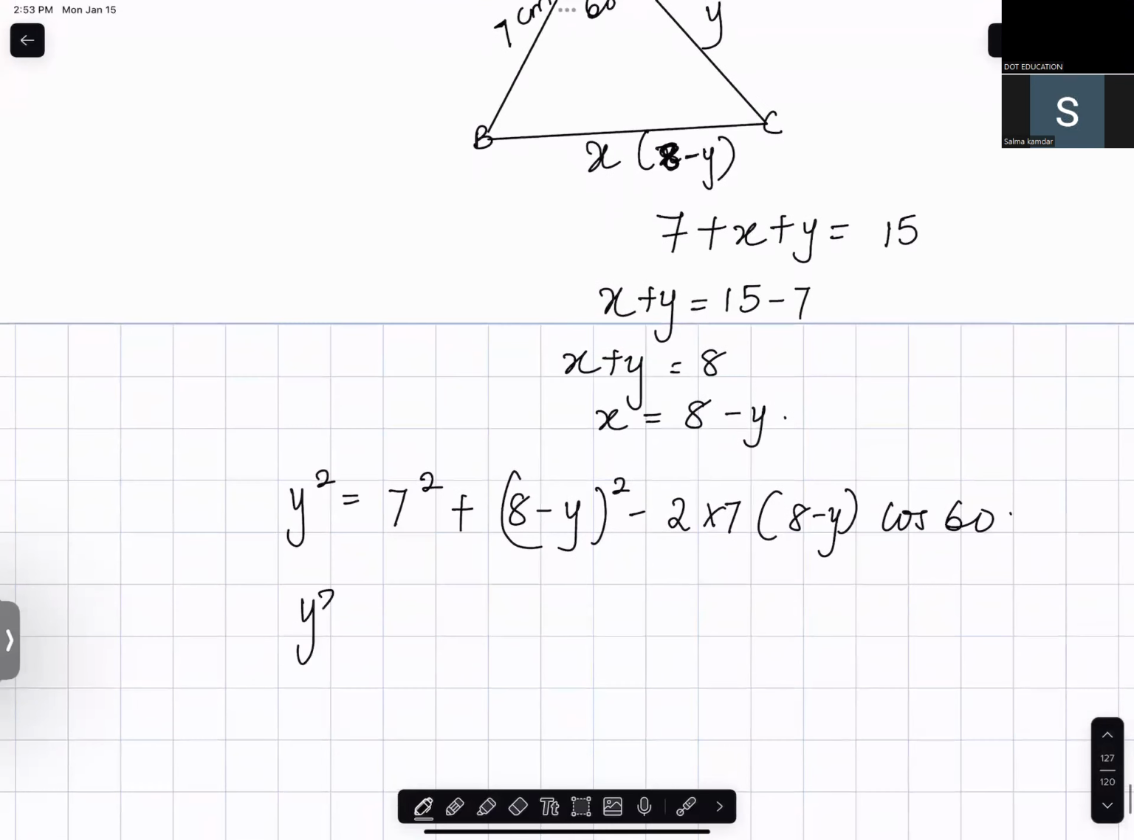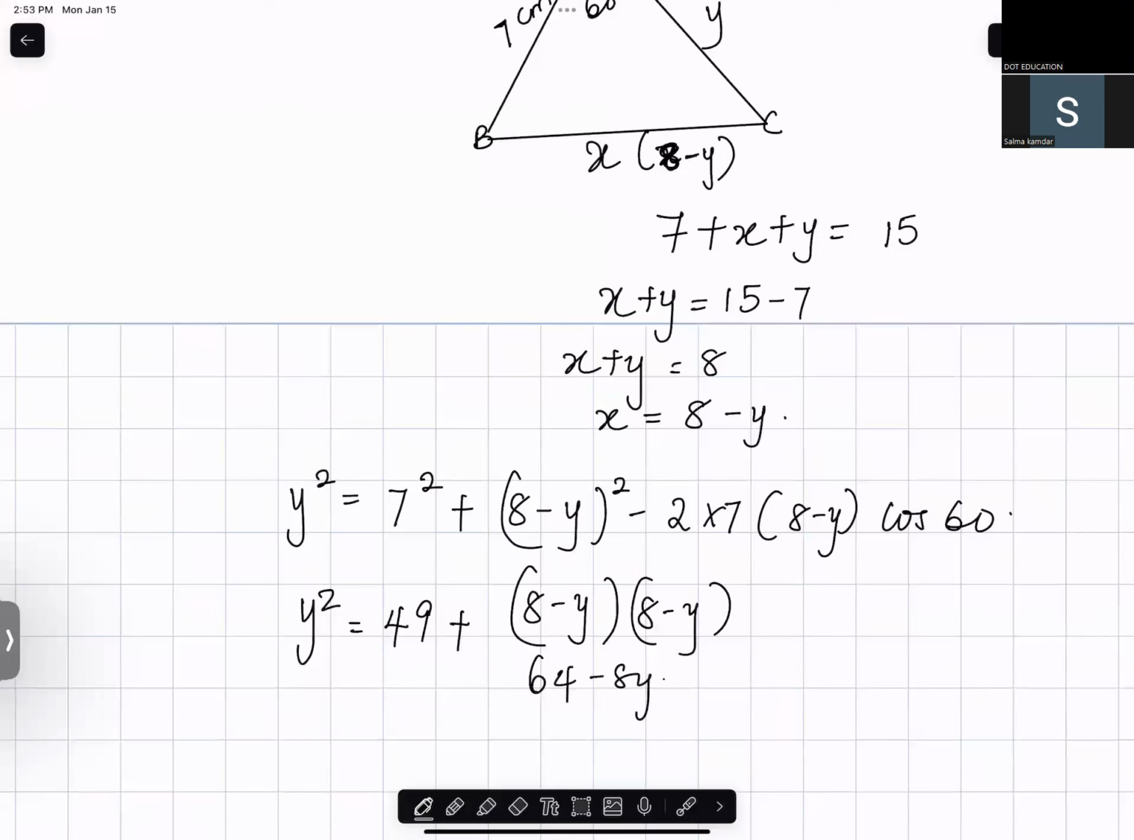So we have y squared as 49 plus expanding 8 minus y. We have 64 minus 8y minus 8y plus y squared. Then we have minus 2 times 7, that is minus 14, multiplied by that. Or you have minus 2 into 56 minus 7y cos 60. So cos 60 is 1 by 2.